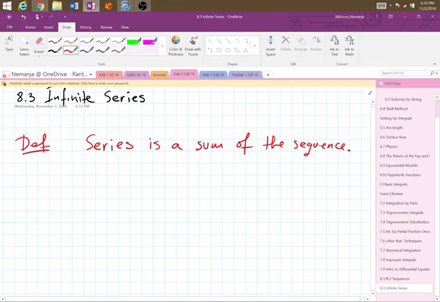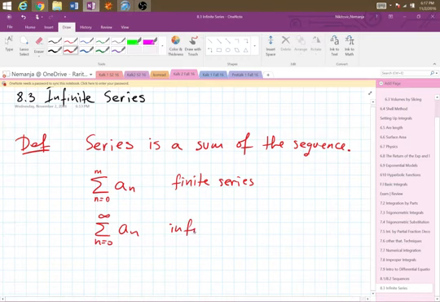Notation for the series would be sigma a_n, where this n starts, let's say, at 0 or at 1 or at 5, and could go to some finite value m for a finite series, or to infinity for an infinite series.